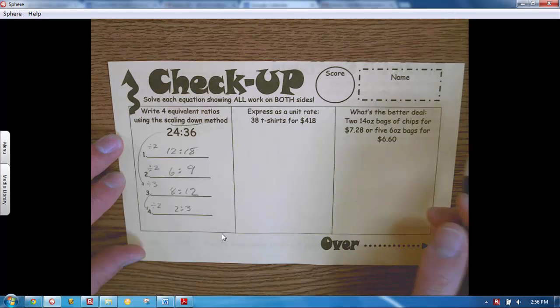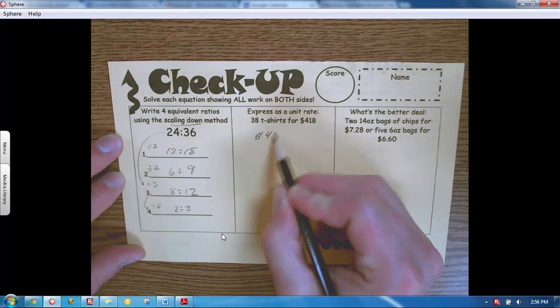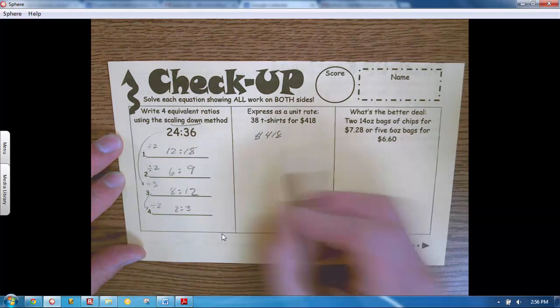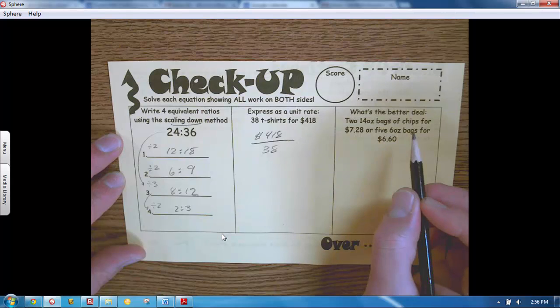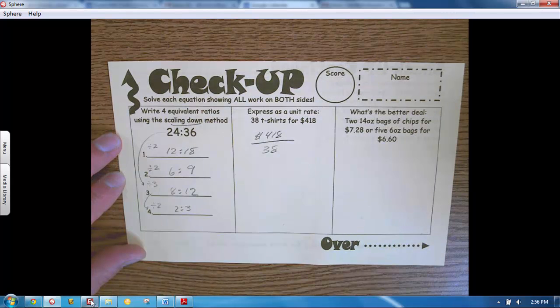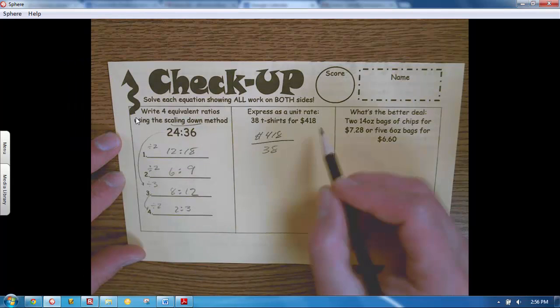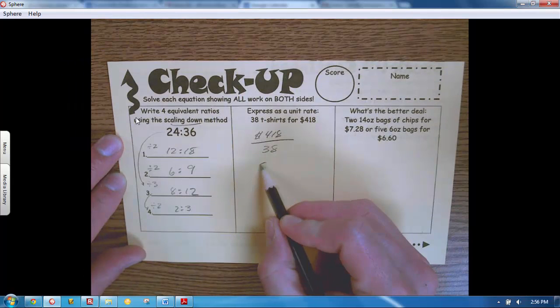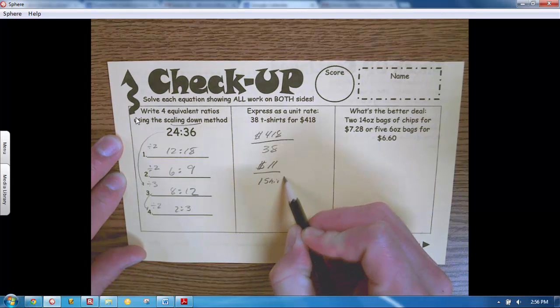Next we have a unit rate, and the unit rate is just price per t-shirt. So we do $418 divided by 38 t-shirts, and once we put that in our calculators, we divide the top by the bottom to get $11 per one shirt.